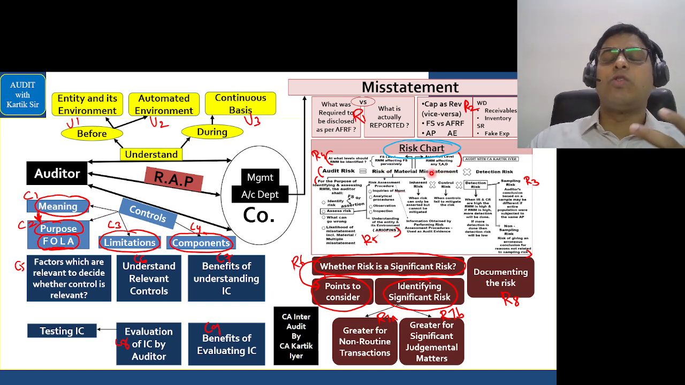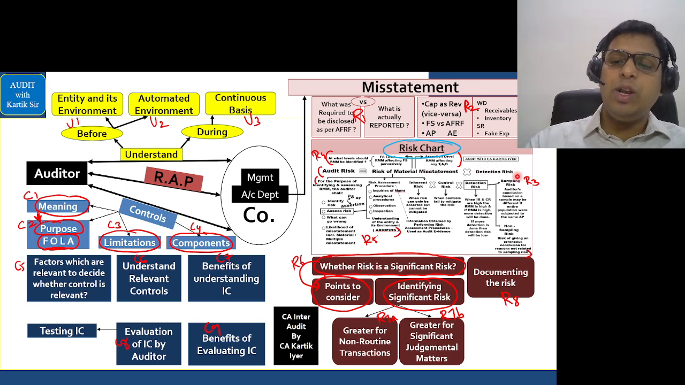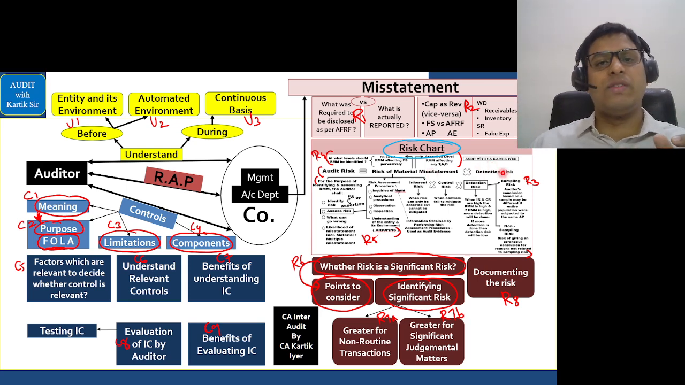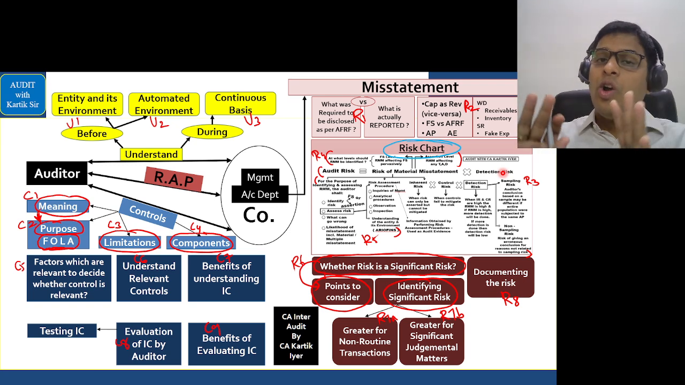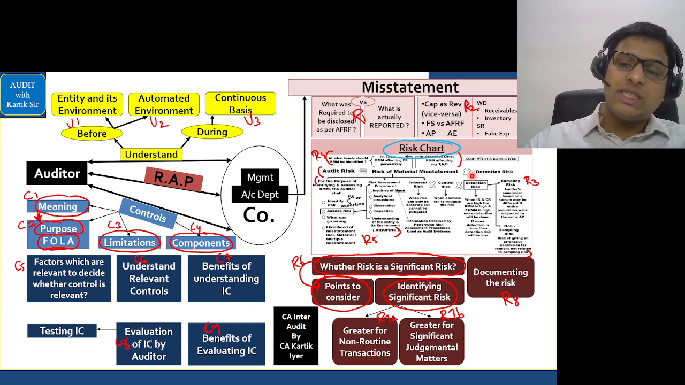If the RMM is high, you have to put more effort, and that's why the auditor should do more work and detect more areas. If the auditor detects more areas, the detection risk will be low, and that is the best way to do audit, where you are keeping the detection risk at a low level. Detection risk being low means the risk of not detecting something is low. It means you are checking more areas. It's a good thing.